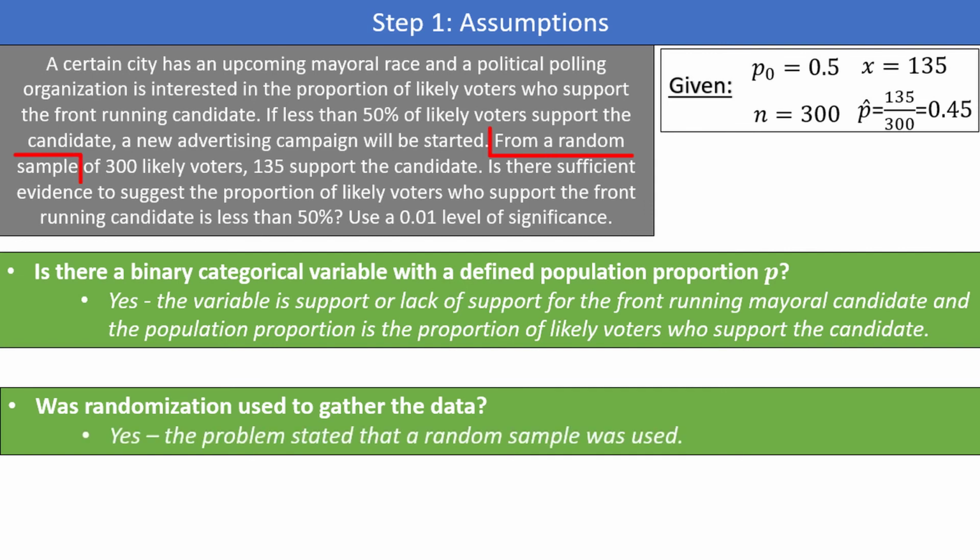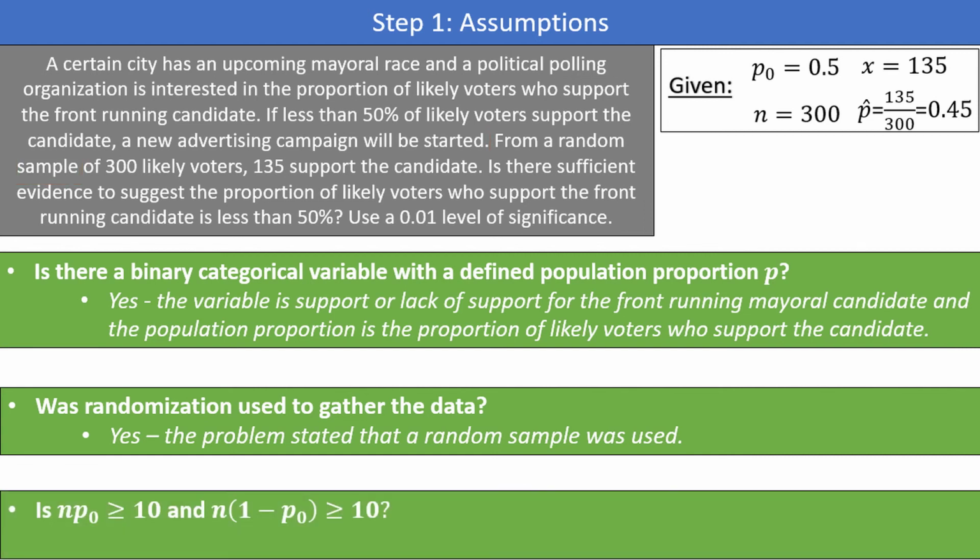The problem does say that a random sample was used, but I just want to note that our population of likely voters is an extremely difficult group of people to randomly sample. It can be hard to determine who a likely voter is, and many people don't want to participate in political surveys, making it even more difficult to get a random sample.